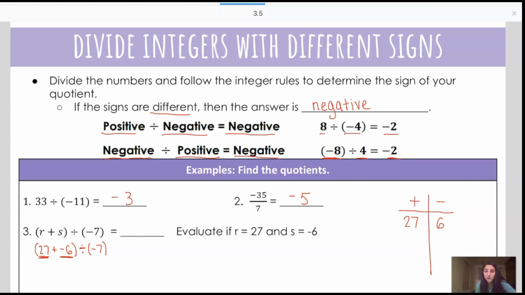And by how much? The positives are winning by how much? Well, 27 minus 6 is 21. So they're winning by 21. Then we're going to have to divide by negative 7. So we have 21 divided by negative 7. That's a positive divided by a negative, so our answer will be negative. And 21 divided by 7 is 3. So our final answer there is also negative 3.